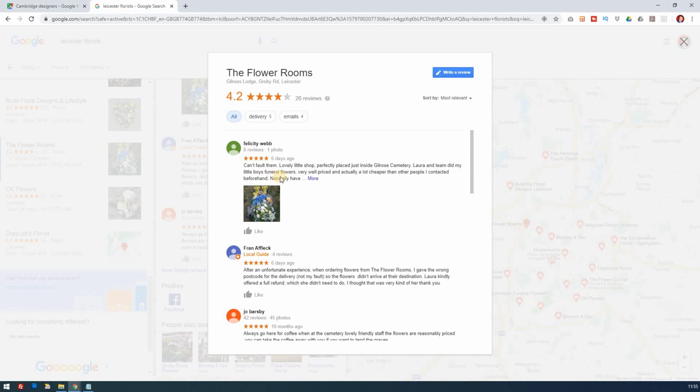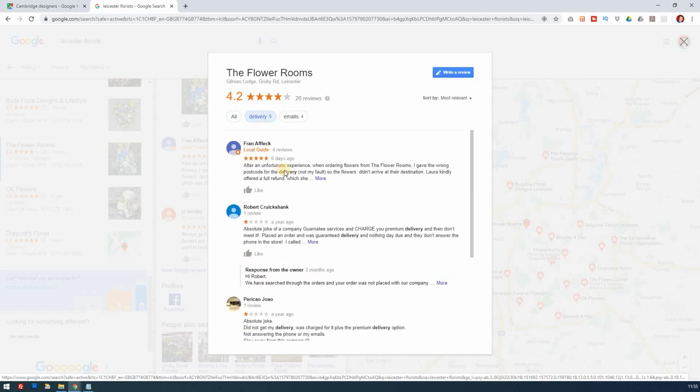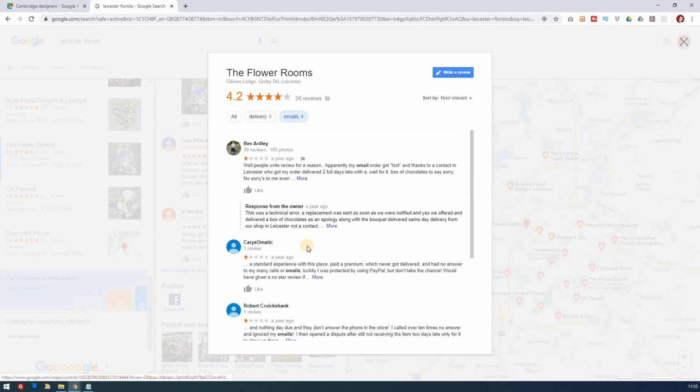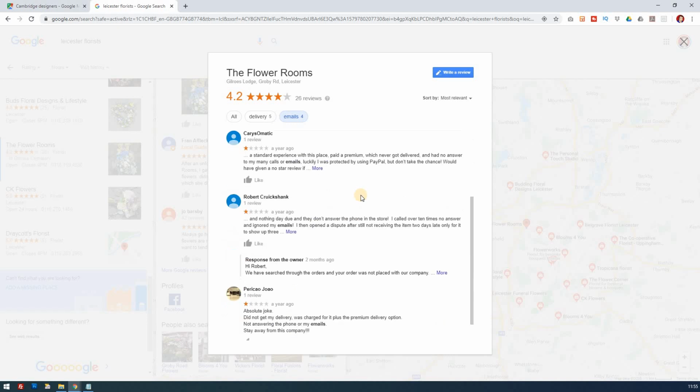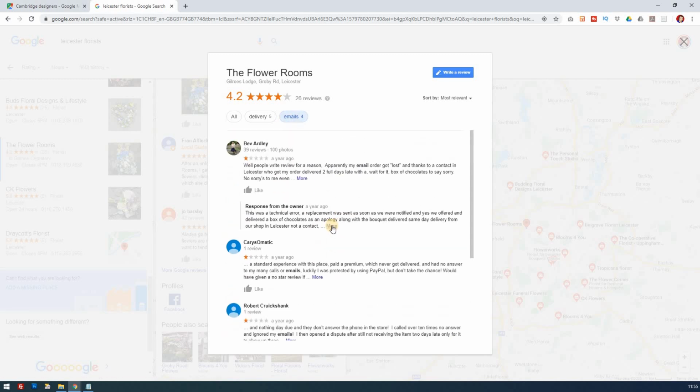This is great. They've even got the person to submit a photo, and that counts quite heavily in Google's understanding. Also you notice how they're picking up on keywords. If I click delivery, then the ones that mention delivery are there, click emails, and so on. So when you speak to someone who's writing a review, you can ask if there's anything in particular you want them to put in the review. Like, "ignored my emails. Absolute joke, not answering phone, all my emails." That isn't positive. You want some people saying how good they were at responding to emails.